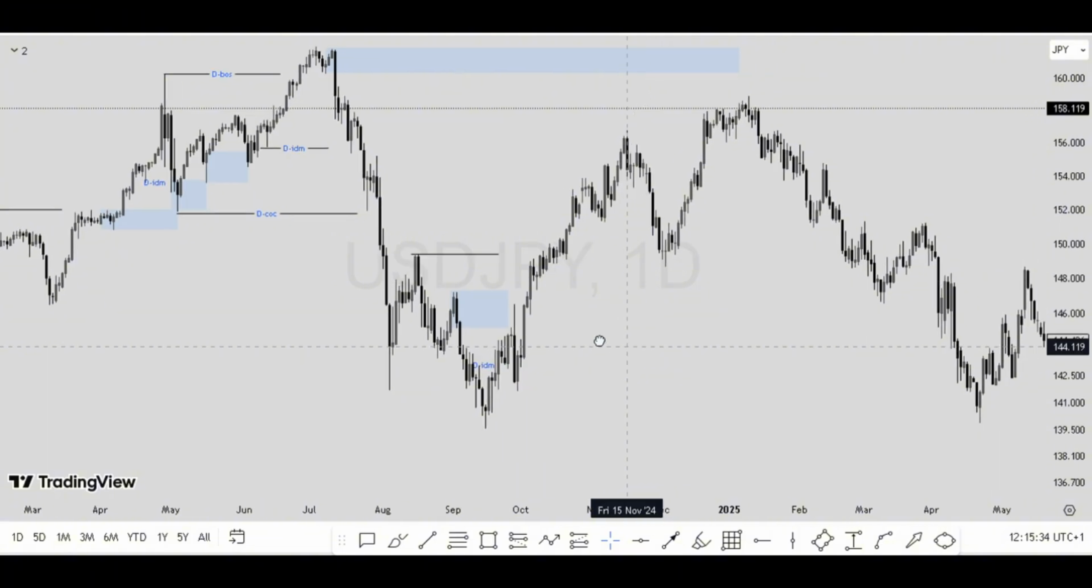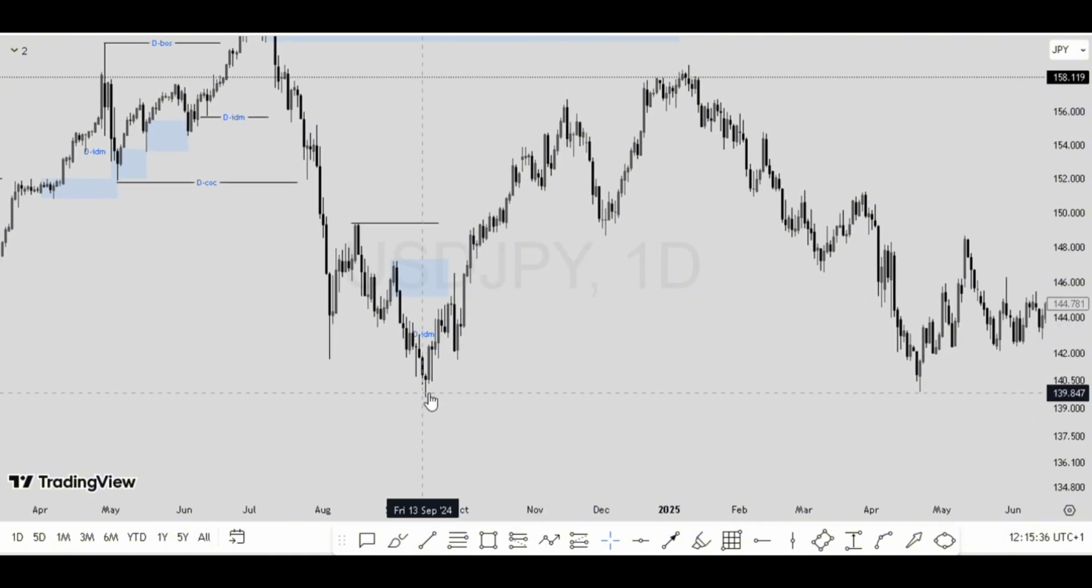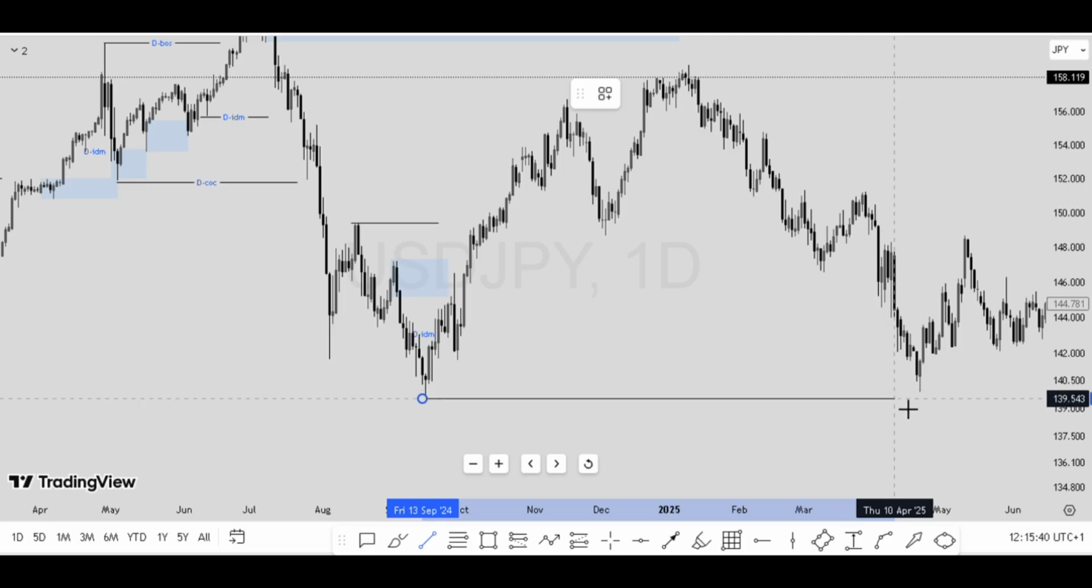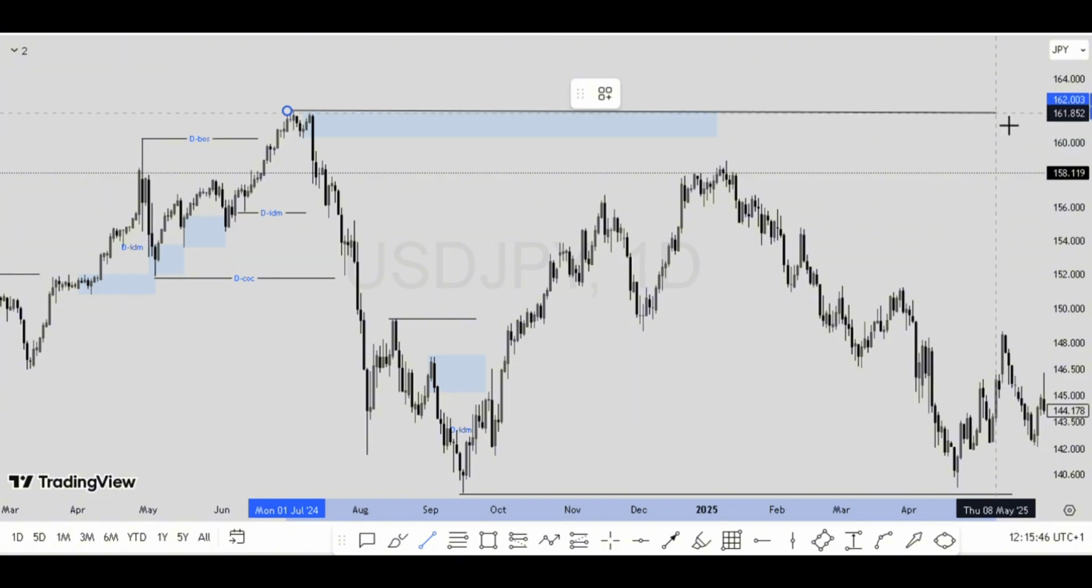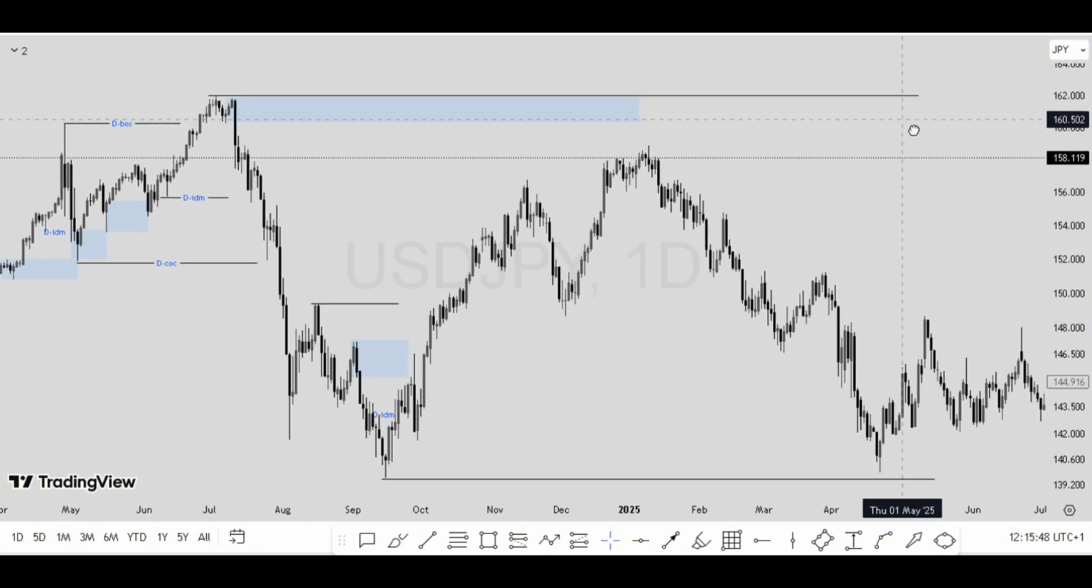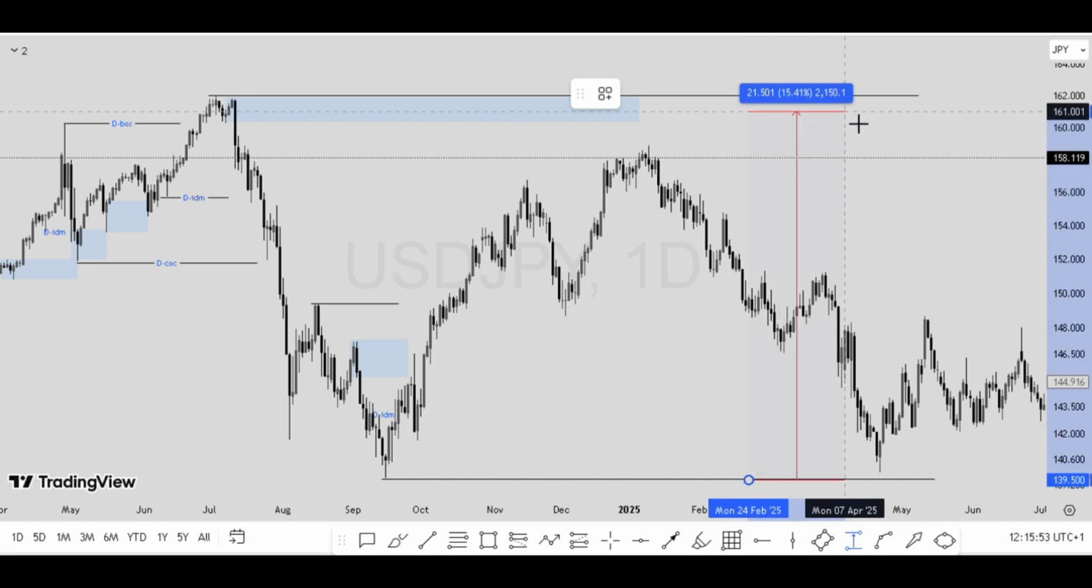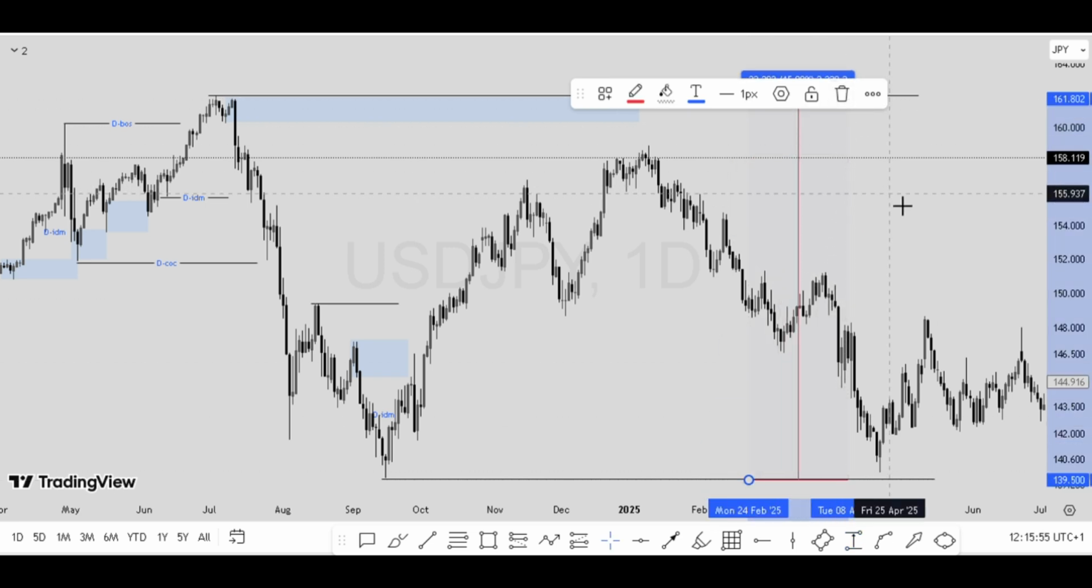Sure you understand? And look at it. This is our low. This is our low. Then this will serve as our high. This is our trading range. Like this. This is our trading range. Look at this. This is a lot of distance. You can see this is about 2,200 pips.